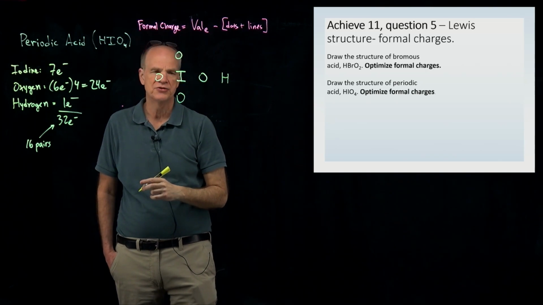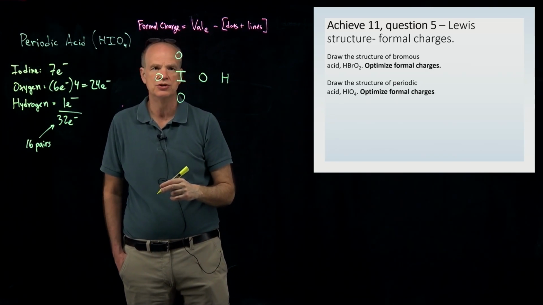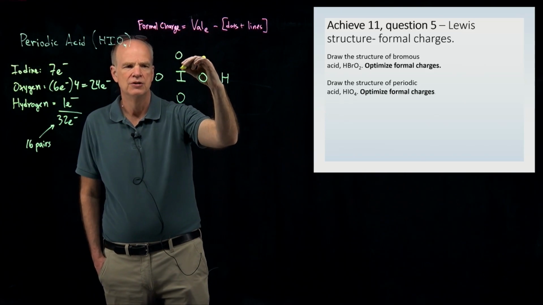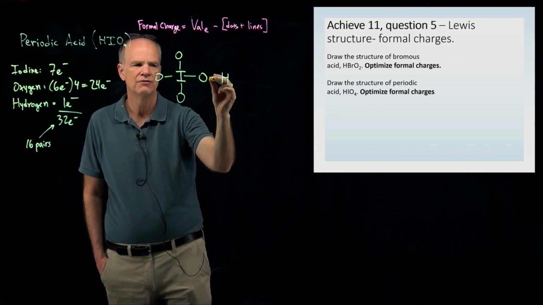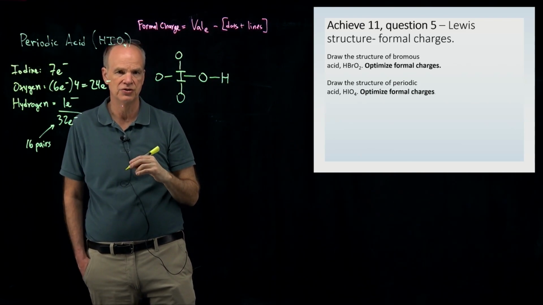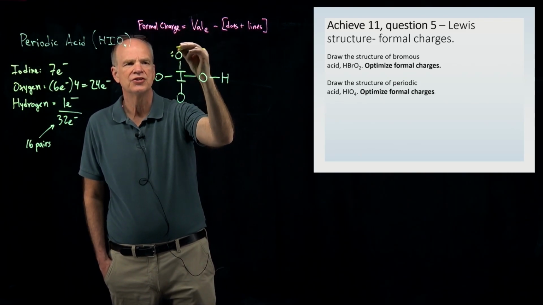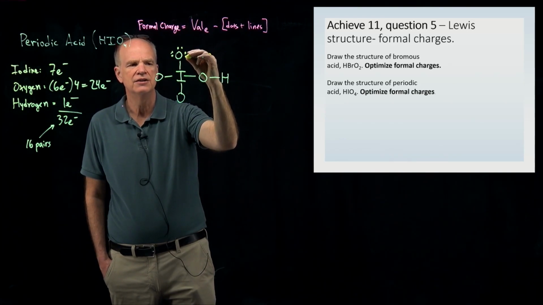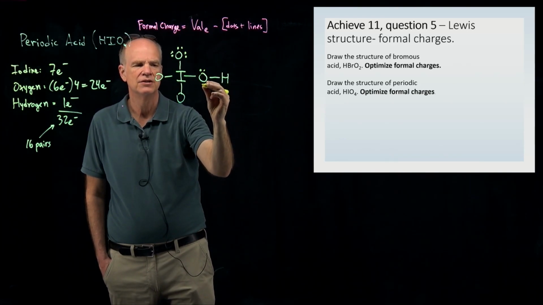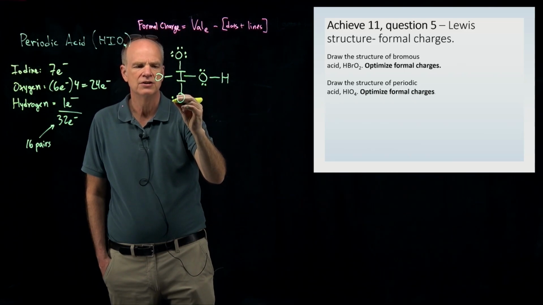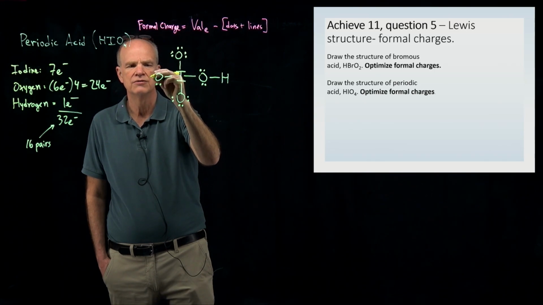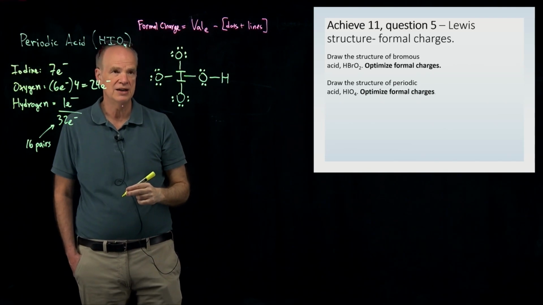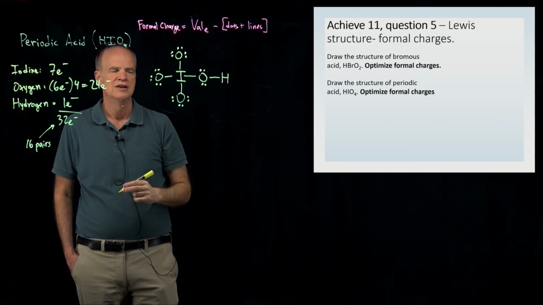Okay, so we have 16 pairs, and the first pairs I'm going to use to bond atoms together. So 1 pair goes here, 2, 3, 4, 5. All right, the rest are lone pairs: 6, 7, 8, 9, 10, 11, 12, 13, 14, 15, 16. Okay, so this is a correct Lewis structure for periodic acid.